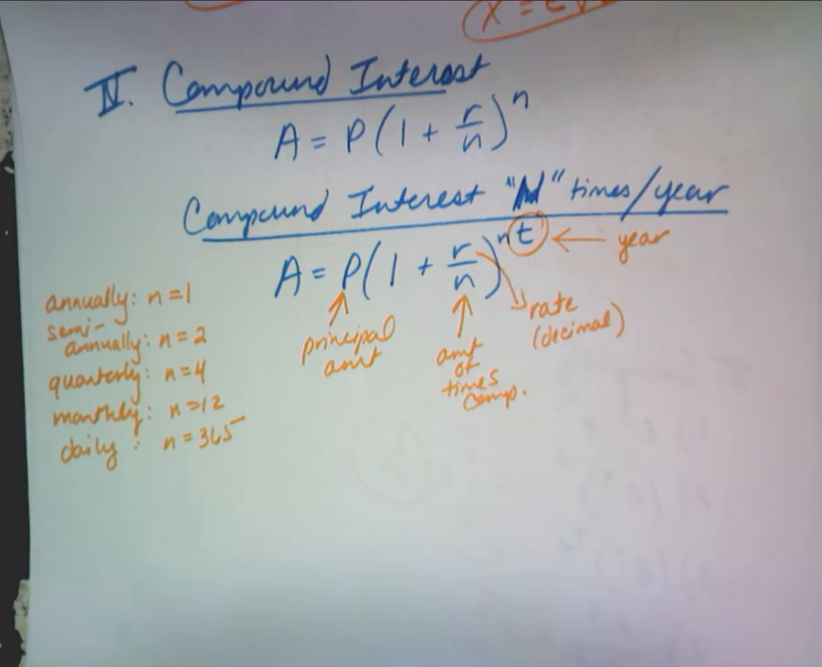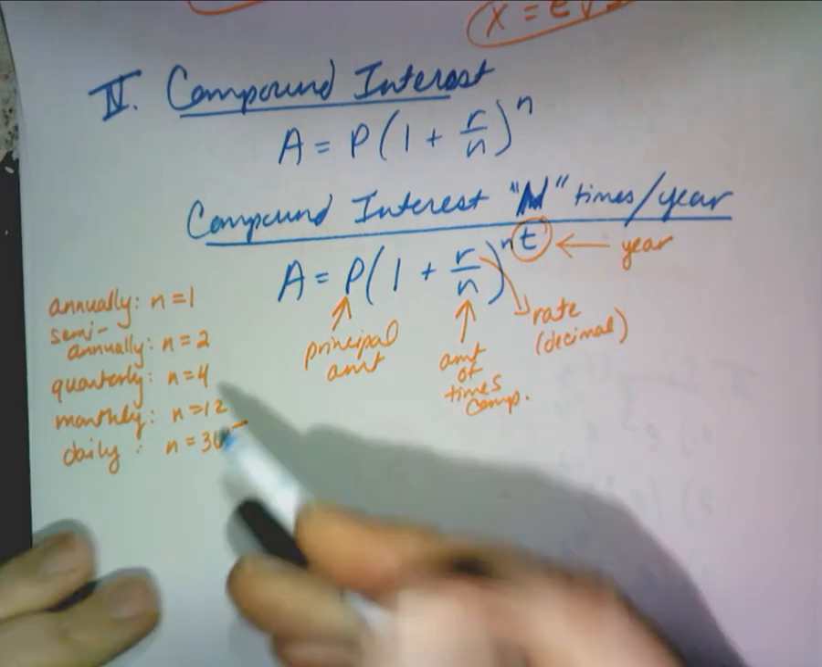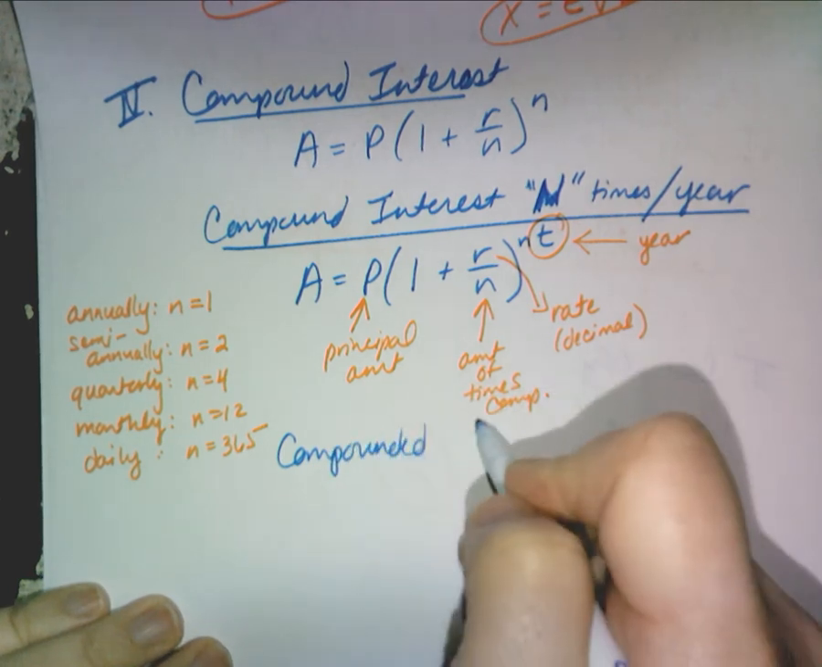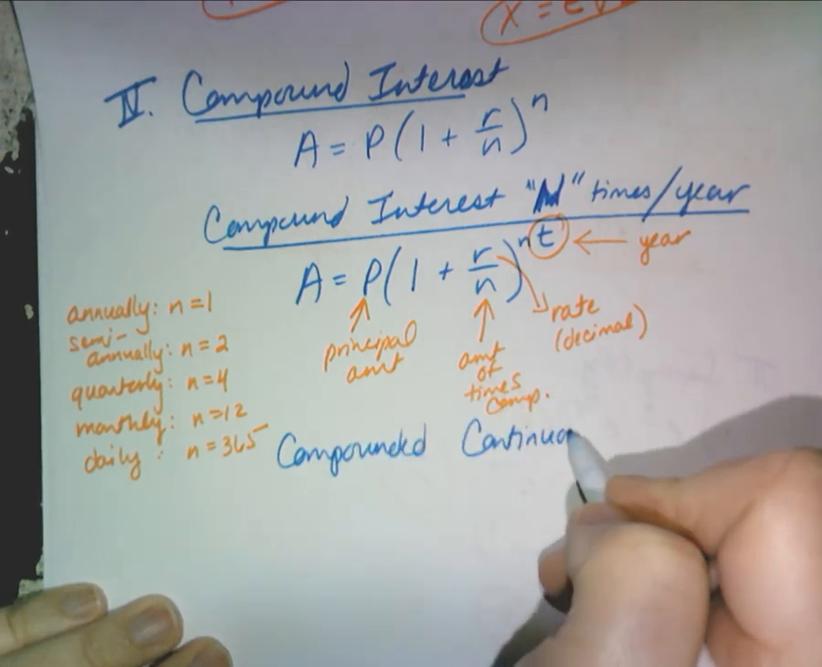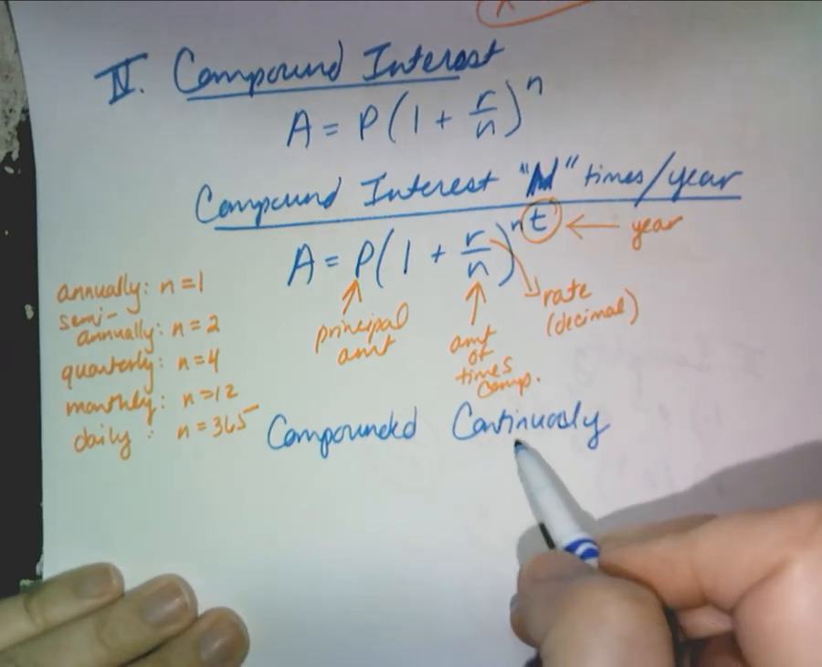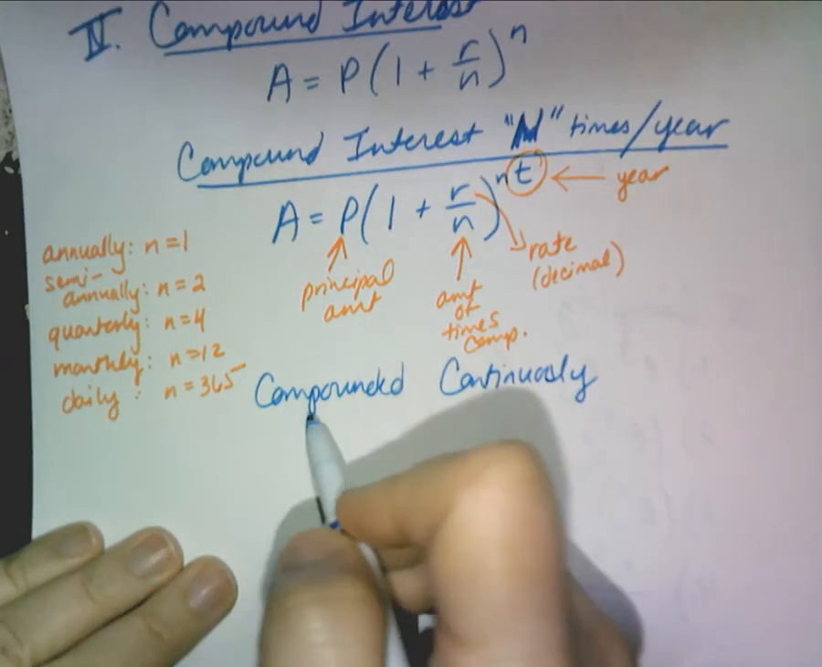All right. The last one is compounded continuously. And compounded continuously, I spelled it wrong. That's okay.